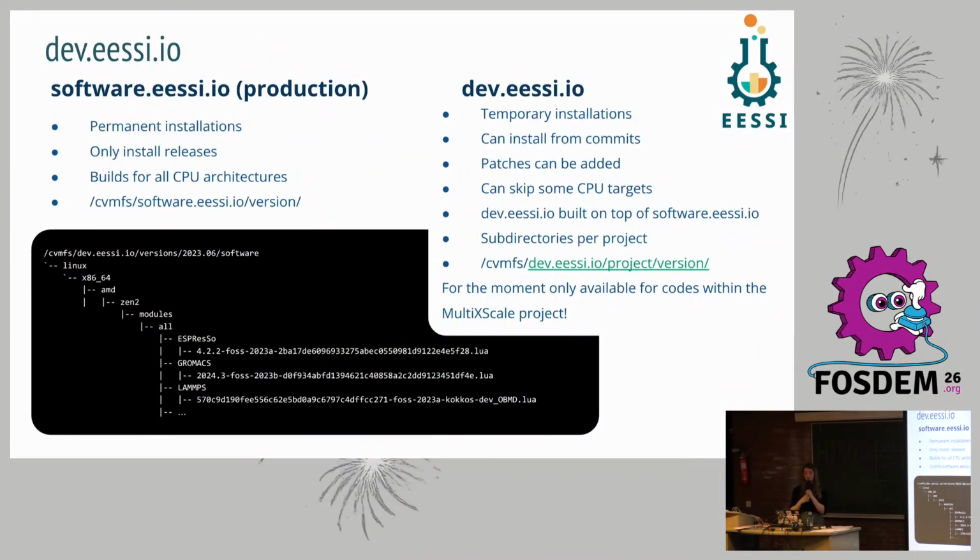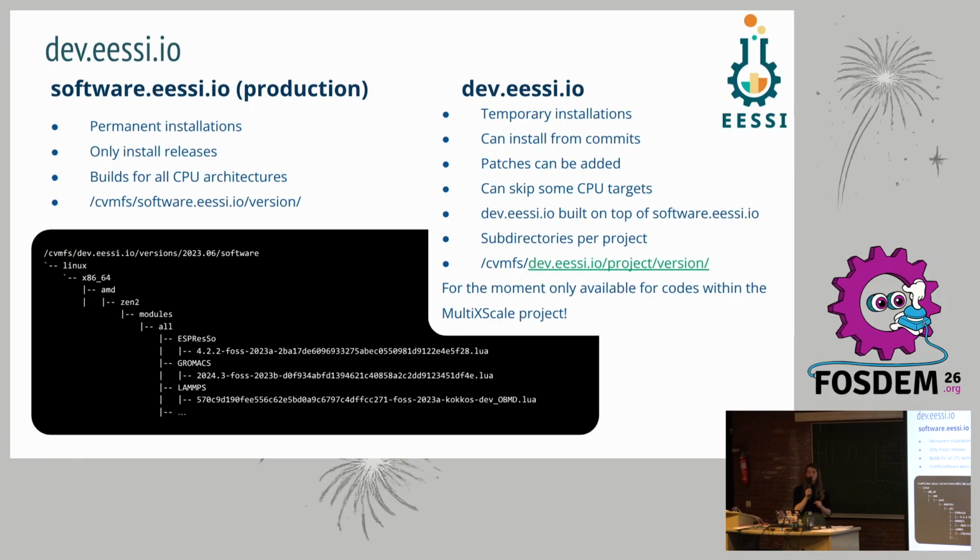Now dev.eessi.io, this is the development repository. It's really nice because probably most of you are developers. You have to test your code on a lot of your HPC machines, or maybe just different machines. You can install from commits, you can install patches. It's not meant to be in production.